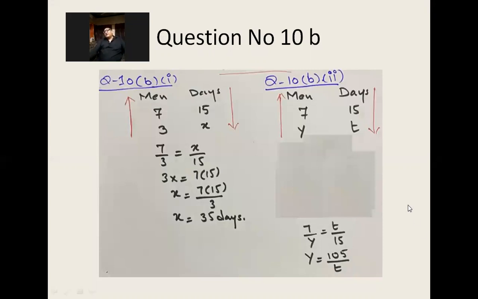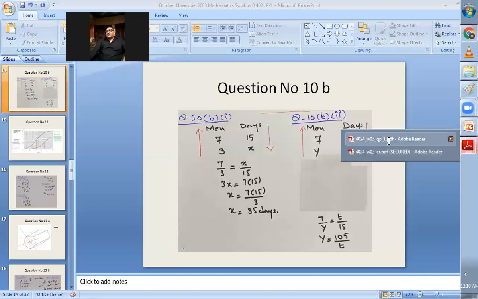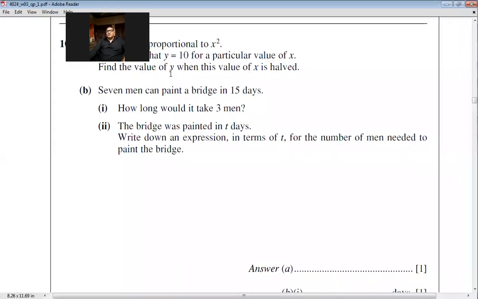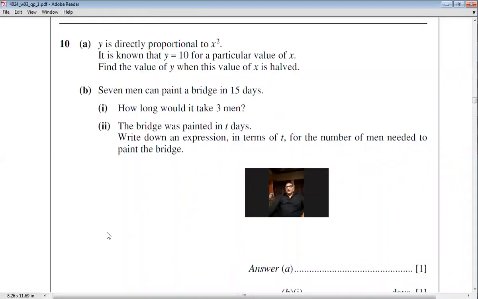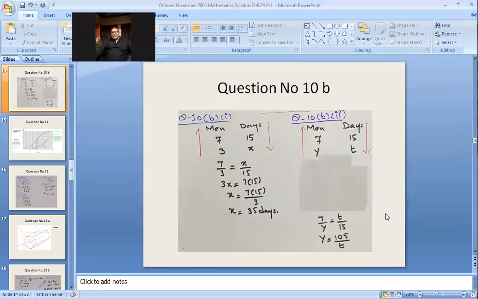So in the B part, let me first of all check the question paper. The question paper says 7 men can paint a bridge in 15 days. How long would it take 3 men? Let me show you how this is done, it is something which you should know.